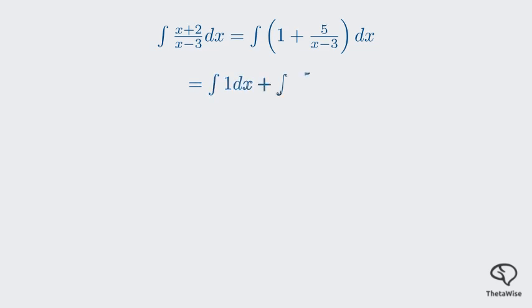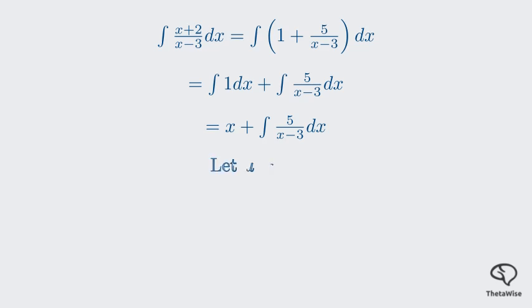We substitute our new expression for the integrand. The integral of x plus 2 over x minus 3 dx is now the integral of the quantity 1 plus 5 over x minus 3 dx. We can split this into two separate, simpler integrals using the sum and difference rule for integrals. This gives us the integral of 1 dx plus 5 times the integral of 1 over x minus 3 dx. We can pull the constant 5 out of the second integral. The integral of 1 dx is simply x. For the second integral, we can use the substitution method.